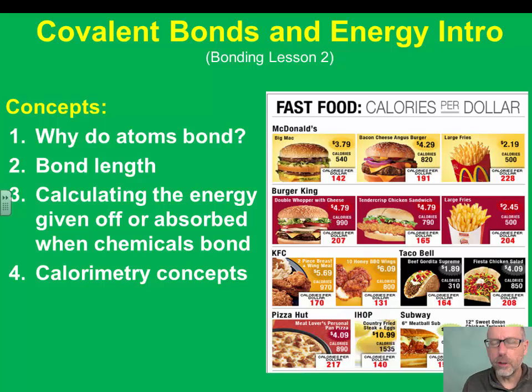Today, what I wanted to talk to you about was covalent bonds and the energy involved in making and breaking bonds. The first thing we'll do is consider why atoms bond in the first place, and we'll consider bond length, how far apart two separate atoms are. We'll calculate the energy given off or absorbed when chemicals bond, and we'll talk about how we do our calorimetry experiment.